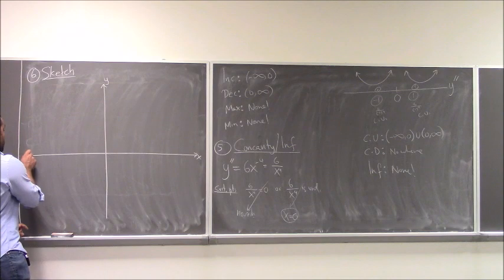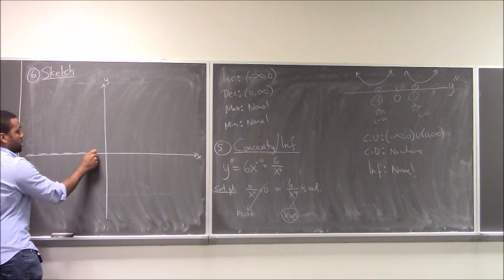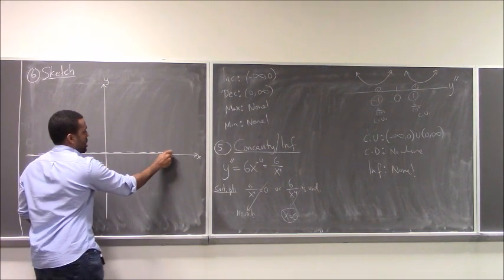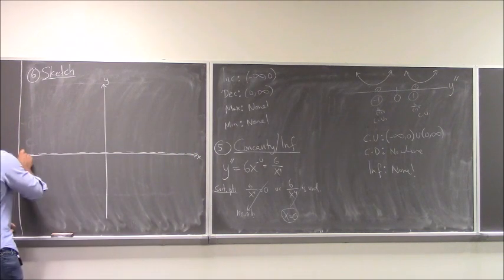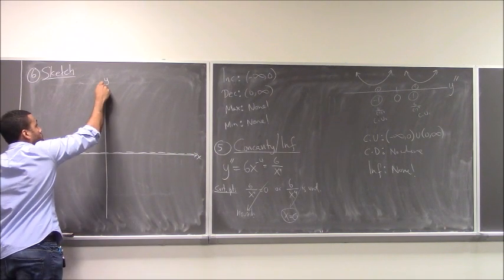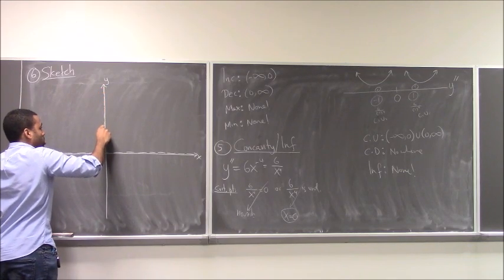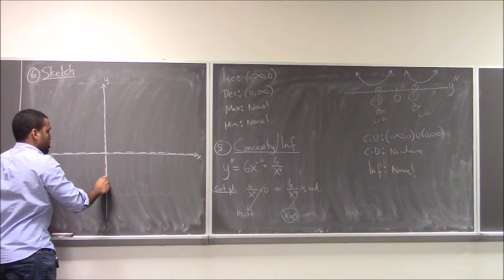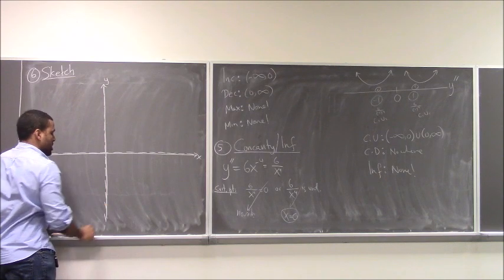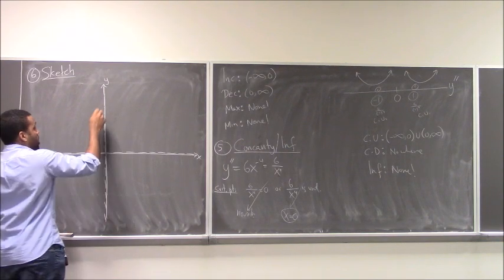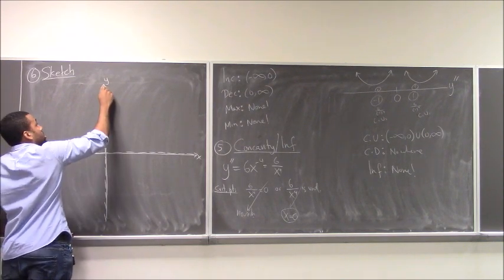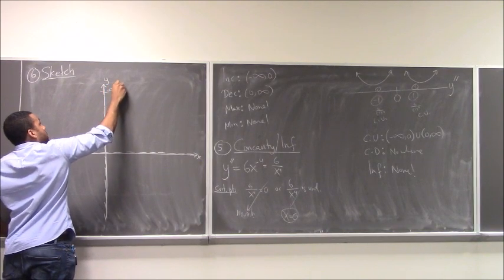Y equals 0, which is the x-axis, was a horizontal asymptote. You draw those with a broken line. So y equals 0 is HA. X equals 0, which is the y-axis, was also an asymptote. In general, you want to draw the broken lines faintly, but if they're on the axis, you have to be a little darker. So x equals 0 is VA.